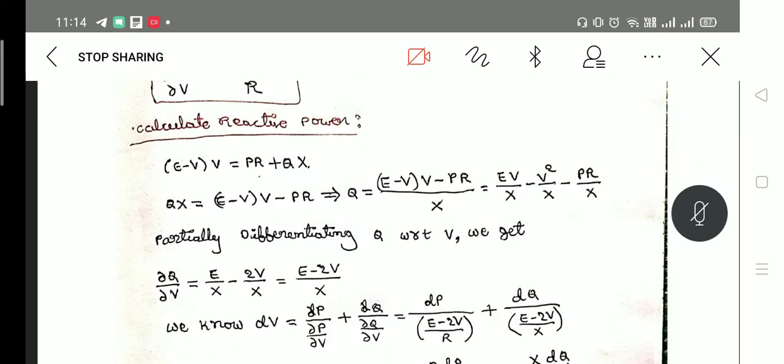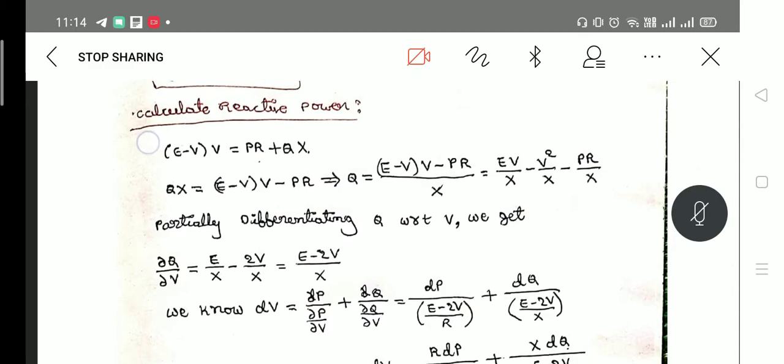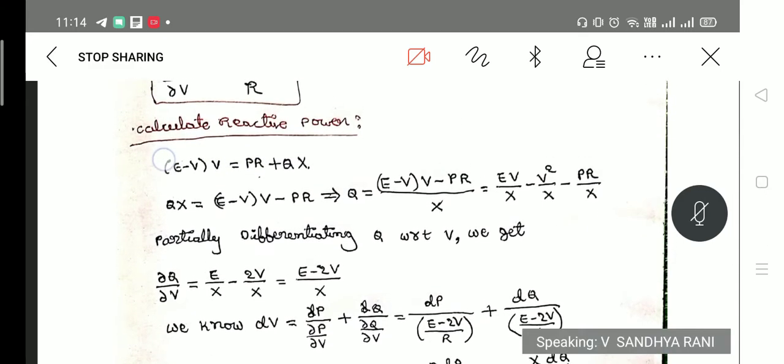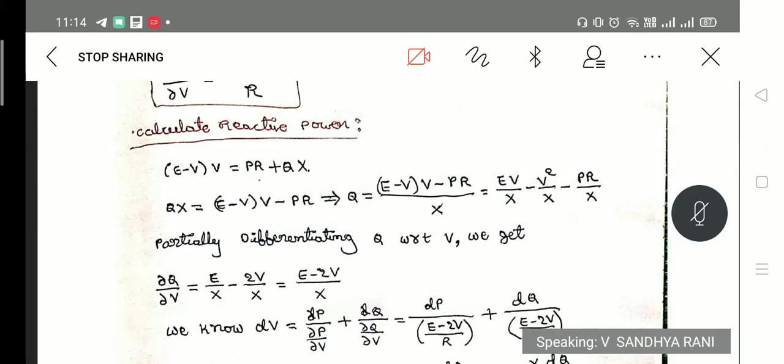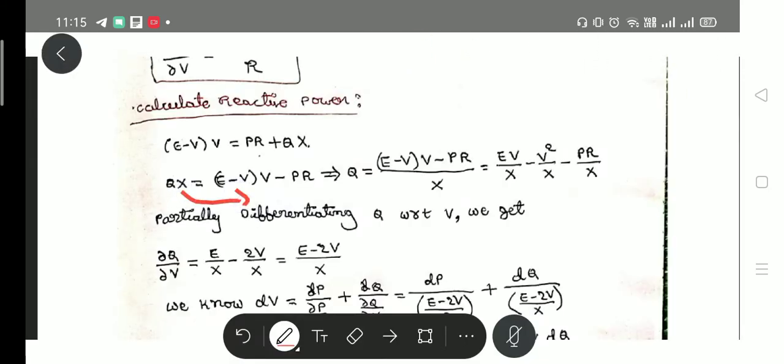Reactive power: (E − V)·V = PR + QX. Taking the same equation, I move PR to the other side, so QX = (E − V)·V − PR. Then taking X to the other side, we get Q = [(E − V)·V − PR]/X.